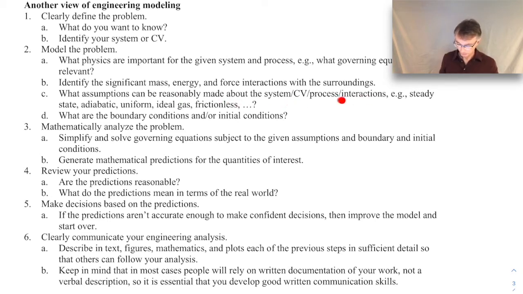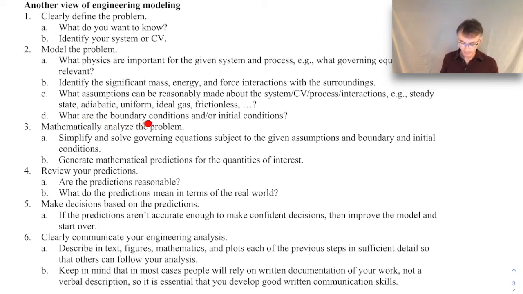So, for example, are we dealing with a steady state where things don't change with time, so we can get rid of time derivatives? Can we simplify our governing equations with that assumption? Is the process we're dealing with adiabatic, meaning there's no heat transfer? That will simplify our governing equations. Do we have an ideal gas that we're working with? Is the system reasonably modeled as being frictionless? Those are the assumptions we can use to simplify our governing equations.